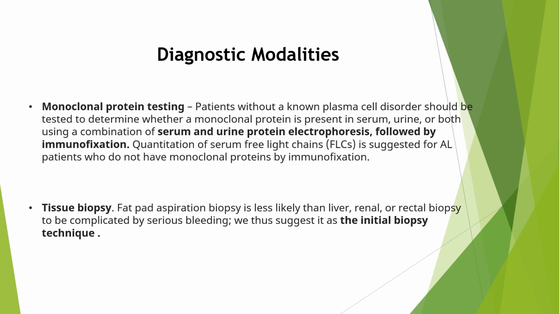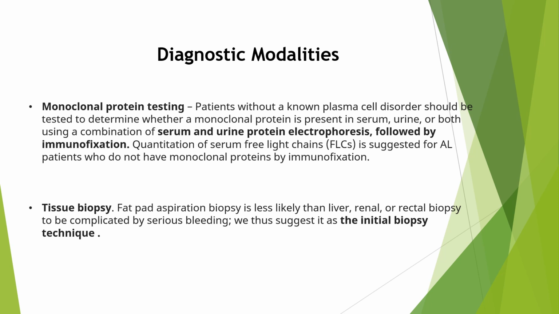So we've discussed the diagnostic modalities before. Again, the tissue biopsy that I've mentioned before, we take a fat pad aspiration biopsy because liver, renal, and rectal biopsy can be complicated by serious bleeding. So tissue biopsy is the initial biopsy technique. And monoclonal protein testing, as I've told before as well, we have to see whether the monoclonal protein is present in the serum, urine, or both. And for that, we do these tests.